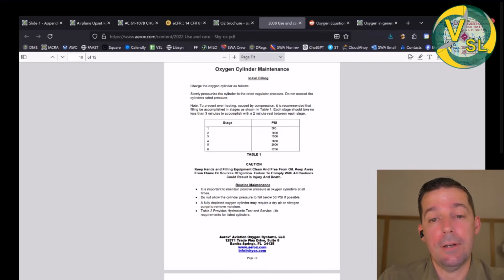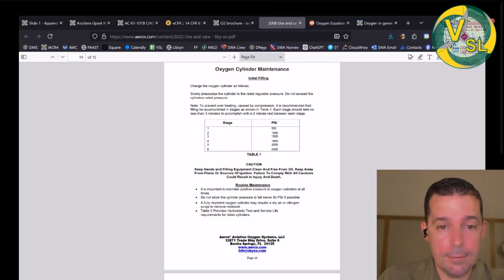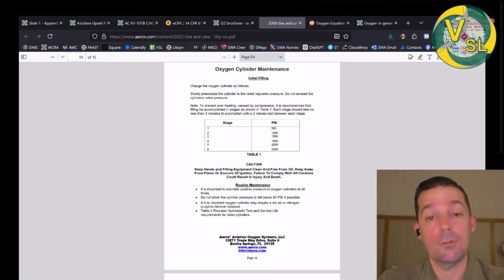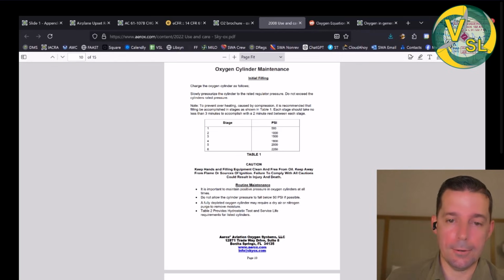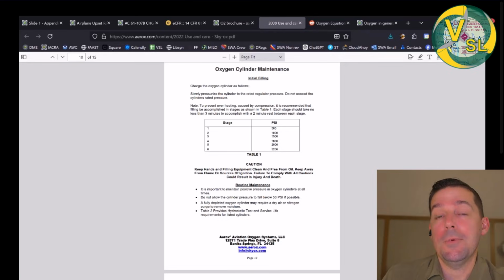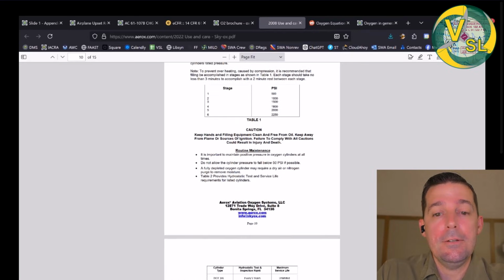So we're going to fill it to 500 psi and then hack the clock for 3 minutes. And then we're going to take 2 minutes. Then we're going to fill it from 500 to 1000 psi and another 2 minutes. Again, you don't want to refill the cylinder too fast because it's going to heat up a lot and it could damage the cylinder, or you may not be getting as much pressure in there as you thought you were because of the temperature. All right, then you have routine maintenance.